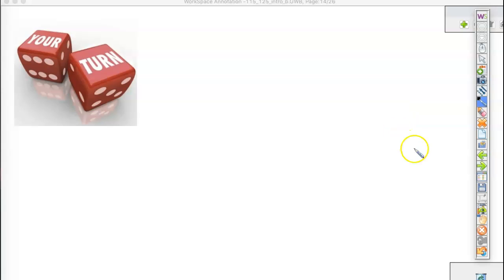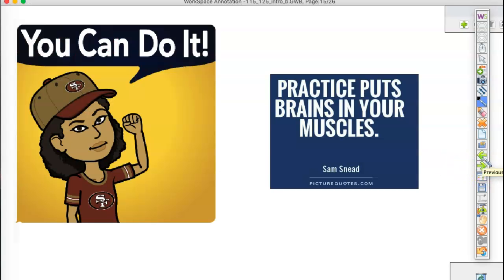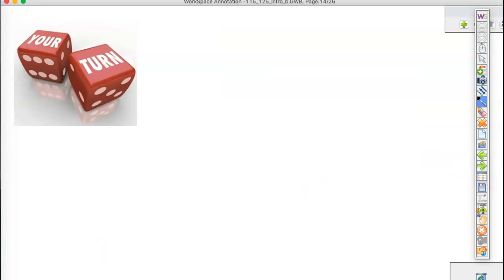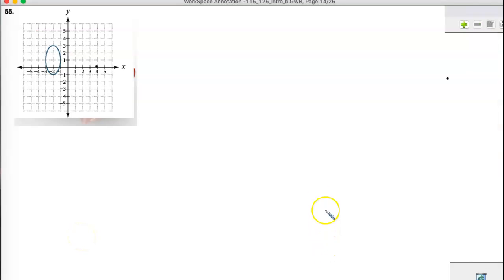And then we also have your turn, which I think I forgot to copy and paste. So let me go pause. Okay, so I'm having a little difficulty with this software, but it's fine. We'll just finish up as is.